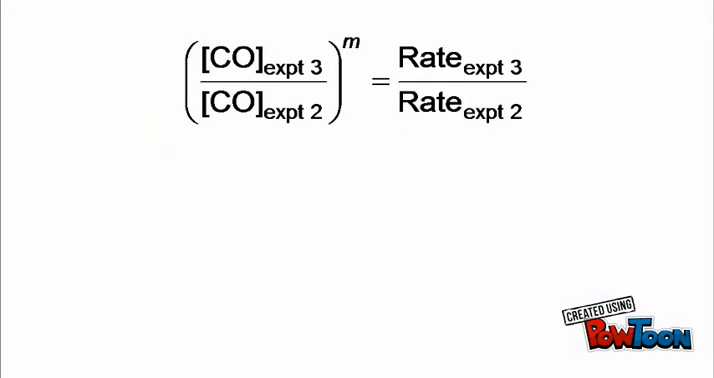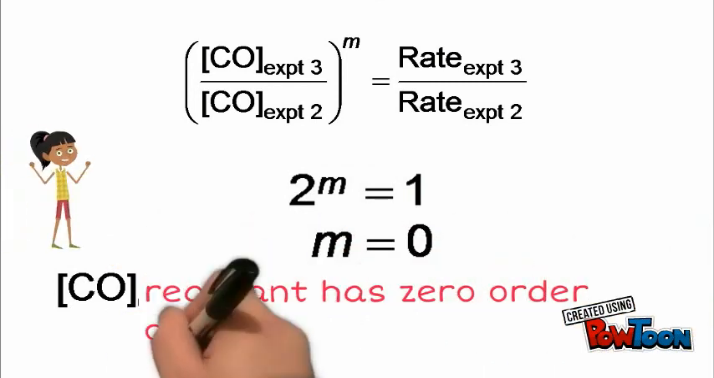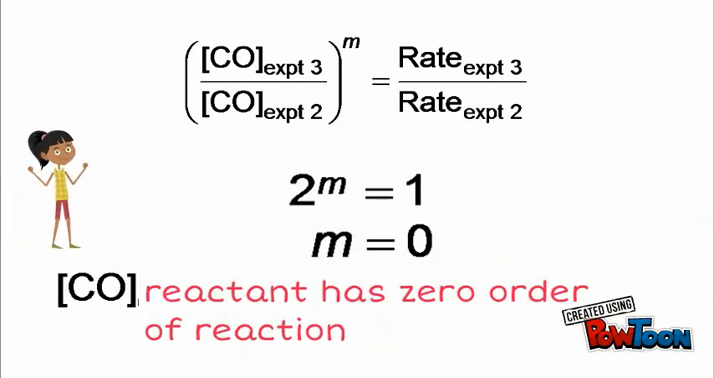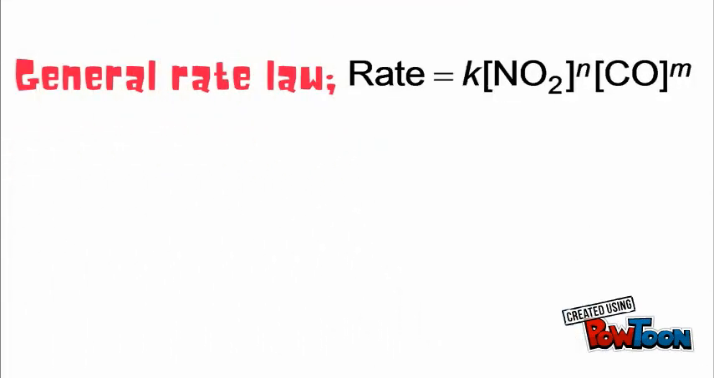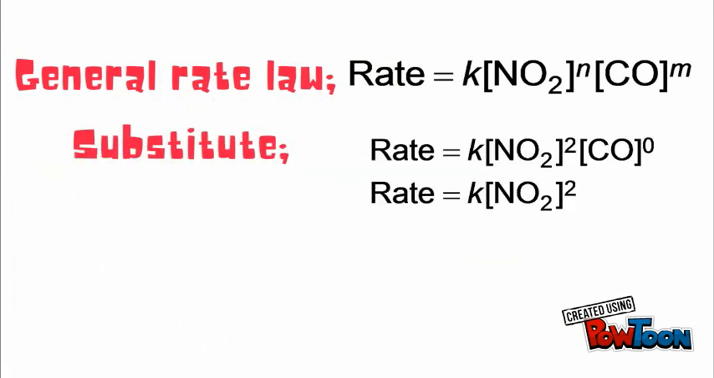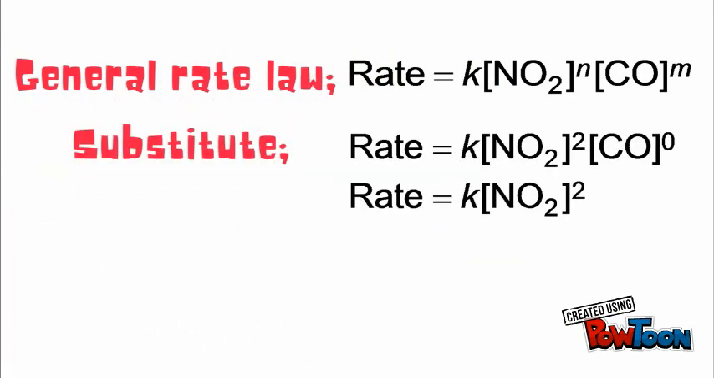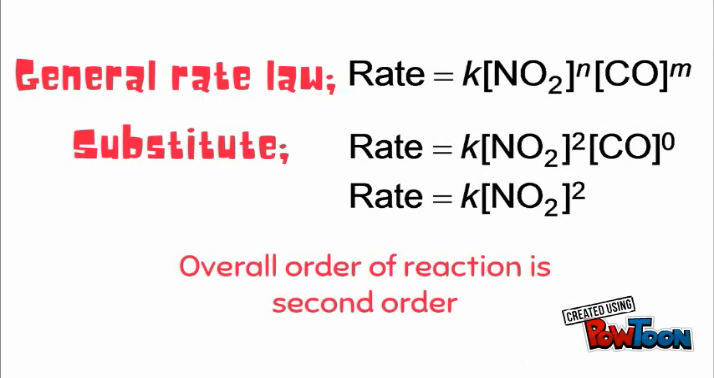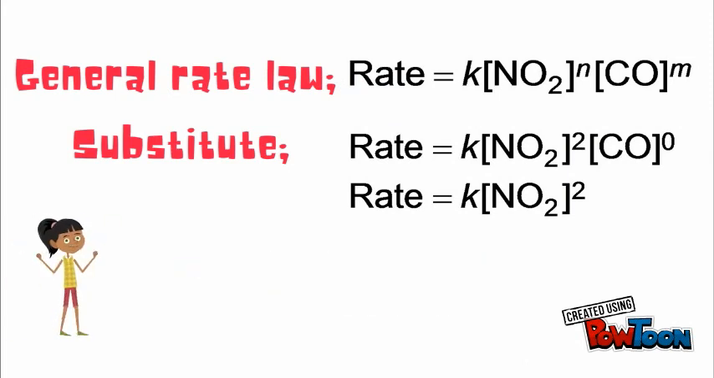Then, we determine the power the concentration factor must be raised to equal the rate factor. As calculated, the power m is 0. This means that the carbon monoxide reactant has a zero order of reaction. Now, we take the general rate law and substitute n and m with the values 2 and 0 respectively. We can now write the complete rate law. We can conclude that the overall order for this reaction is second order.